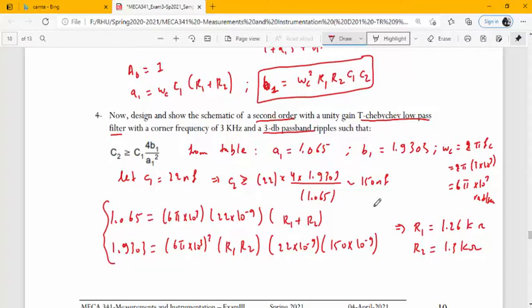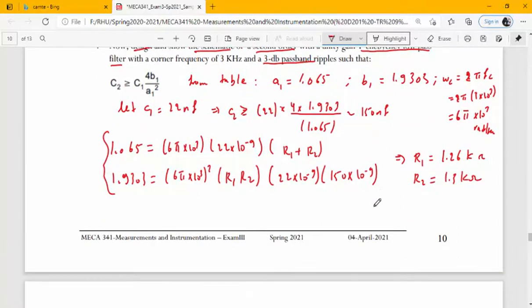Great. Okay. Now we shouldn't forget the second part. We designed it, I mean, we found the values. Now we need to provide the final schematic of the Chebyshev low-pass filter of second order.